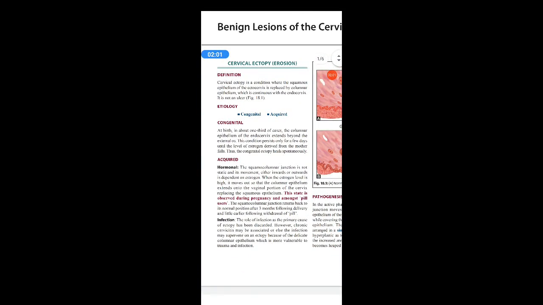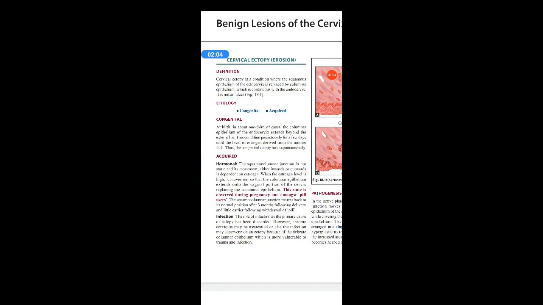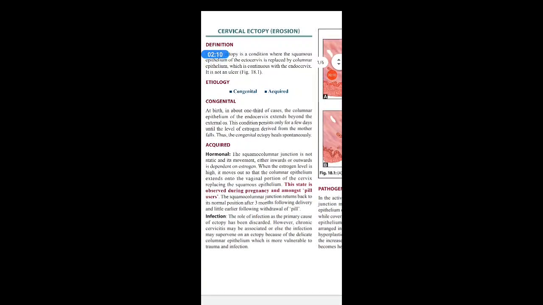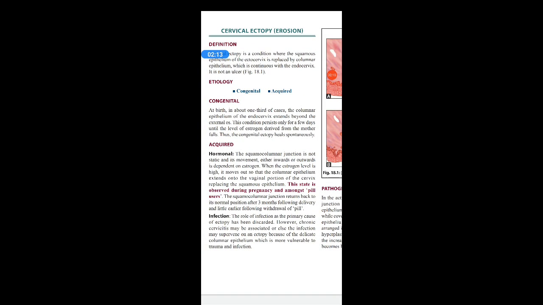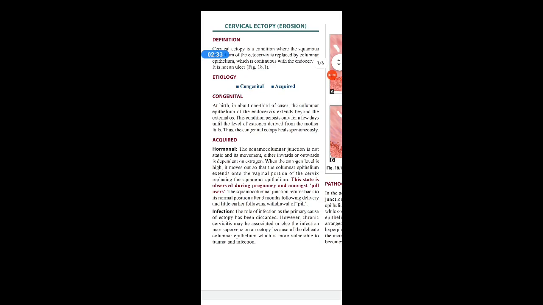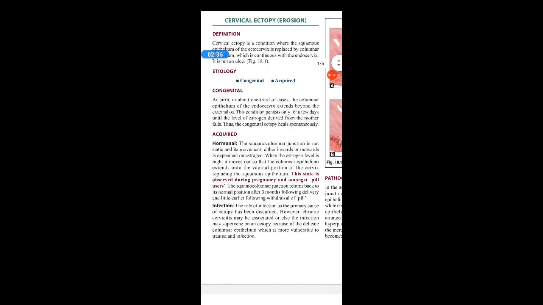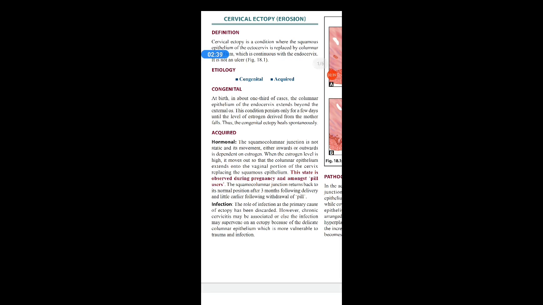Coming to its etiology, what may be the causes of cervical erosion? There are two causes: one is congenital and the second is acquired. Congenital means present at birth. At birth, in about one third of cases, the columnar epithelium of the endocervix extends beyond the external os. This condition persists only for a few days, until the level of estrogen derived from the mother falls. This congenital ectopy heals spontaneously.